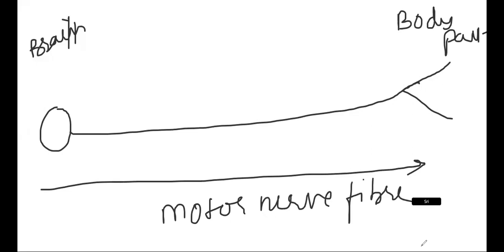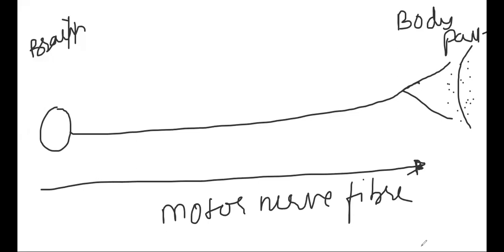That means see the direction of information I'm providing to you. From the brain, the motor nerve fibers are going and they are submitting something to the body parts, like muscle. The motor end plate will end in the muscle, isn't it? So that is motor nerve fiber.